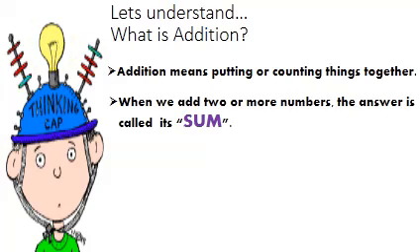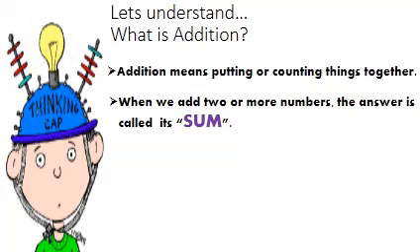S-U-M, that is sum. For example, if I say that I had 3 oranges and my friend gave me 5 more oranges, so I can say I am putting together 3 and 5. So my answer is 8. So children, that means the sum of number 3 and 5 is 8.